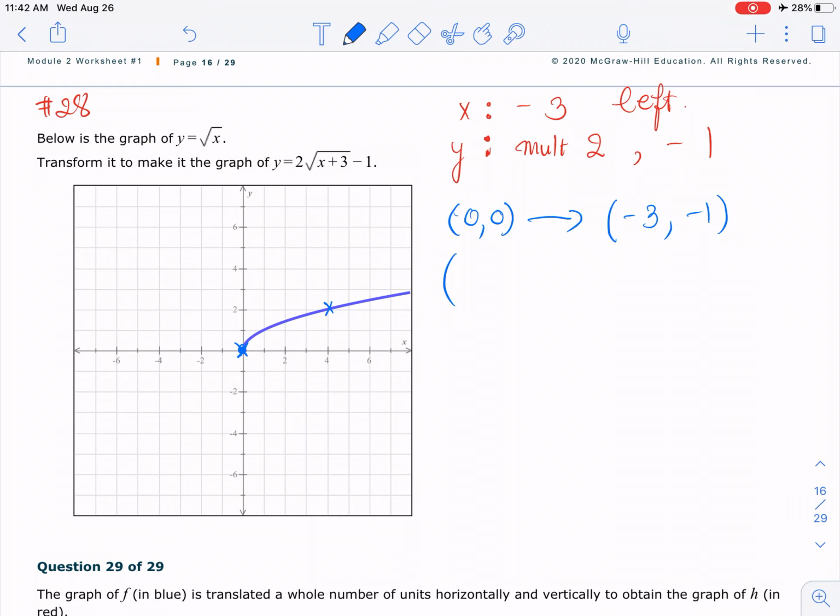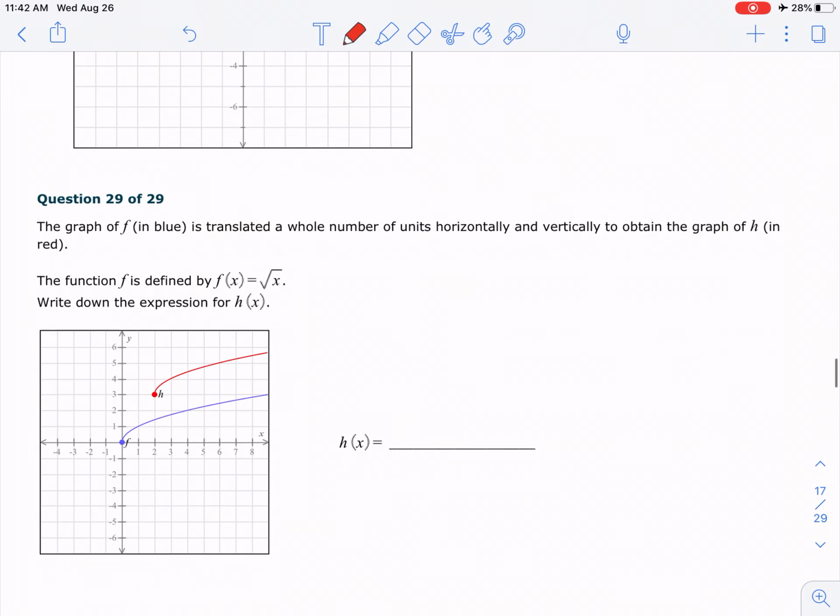And then the next point I want to pick is 4, 2. Now 4 minus 3 is 1. 2 times 2 is 4. 4 minus 1 is 3. And then I can just plot the point. So negative 3, negative 1 right here. And we have 1, 3 right here. And then the curve. Okay.